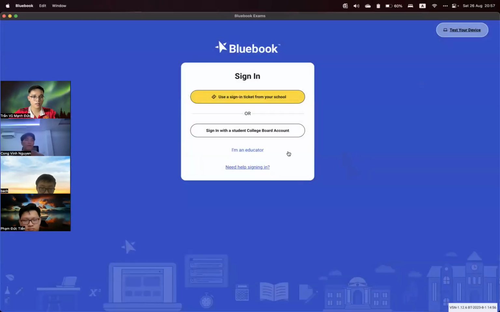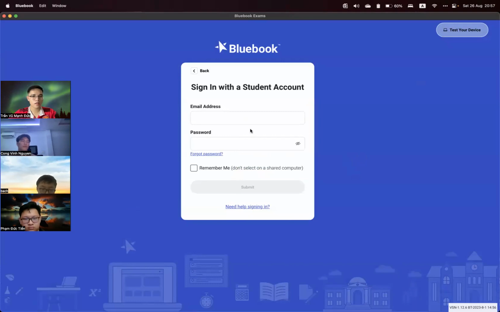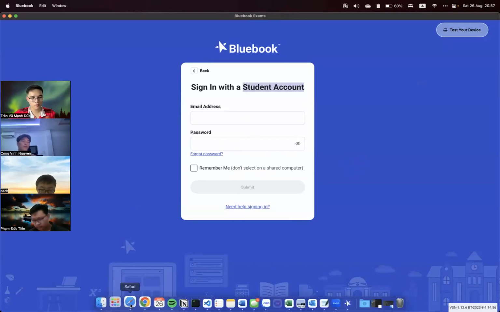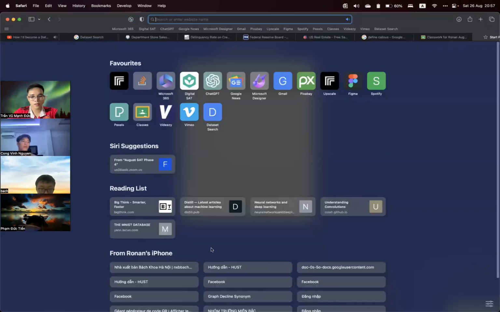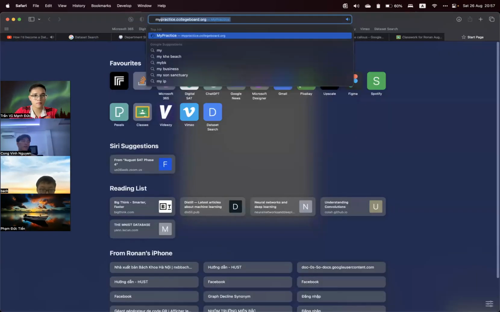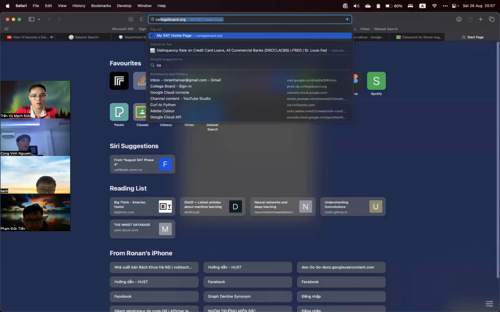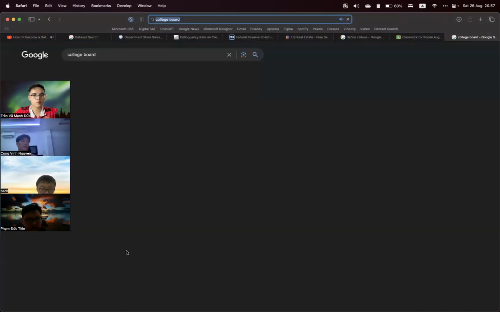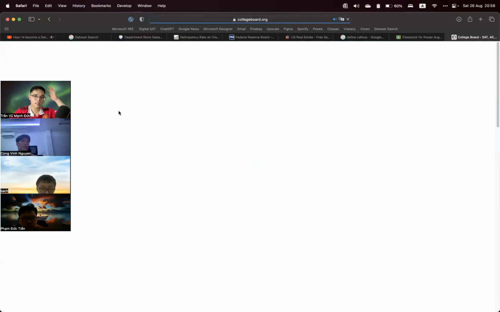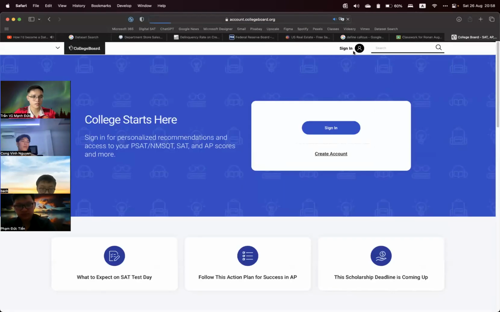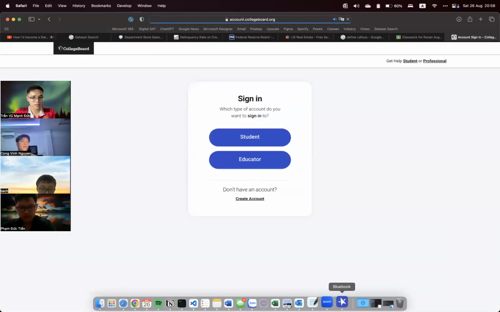You open Blue Book, and you can see that it says sign in with a student College Board account, or use a ticket from your school. You sign in with a student College Board account. If you haven't created one already, go to College Board, like this one, My SAT College Board. Just type in College Board, and it will bring you to a page of the SAT, and then you create your own account in it. In my case, I've already created it.